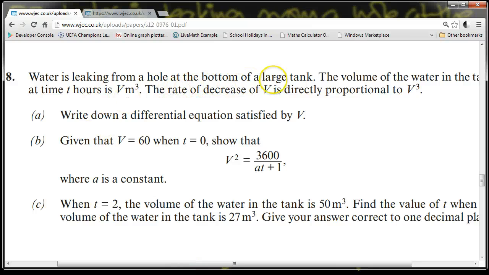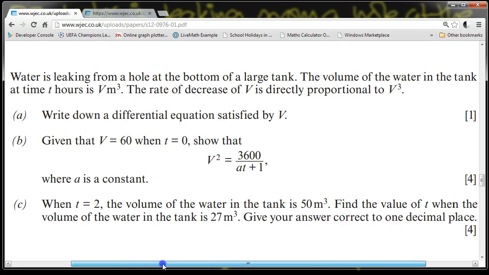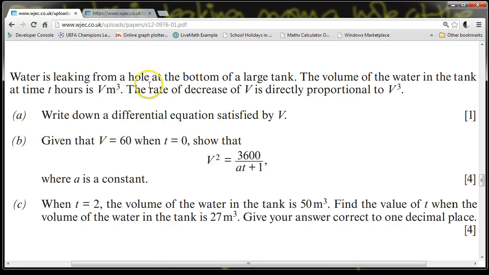Water is leaking from a hole at the bottom of a large tank. The volume of water in the tank at time t hours is V meters cubed. The rate of decrease of V is directly proportional to V cubed. Write down a differential equation satisfied by V.